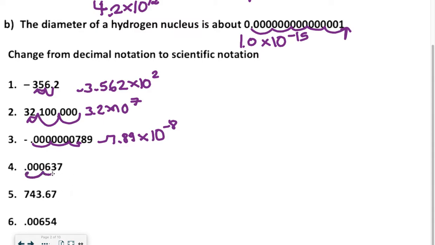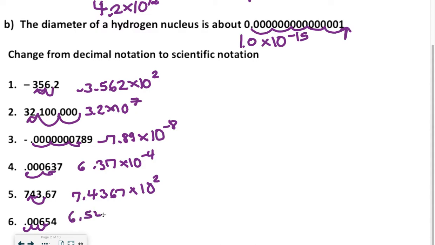3, 4, 6.37 times 10 to the negative 4. Again, decreasing from no exponent by that many places, negative 4. 2 to the right, 2 to the left, 7.4367 times 10, remember left increases. And the last example, 1, 2, 3, 6.54 times 10 to the negative 3, moving to the right, decreases.